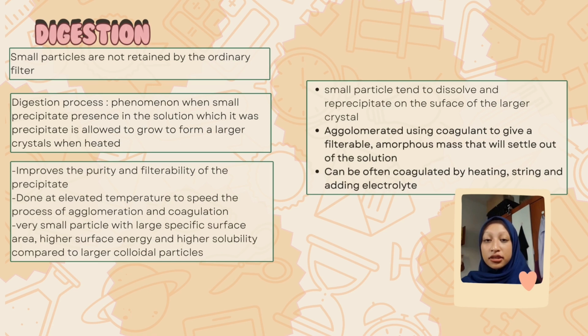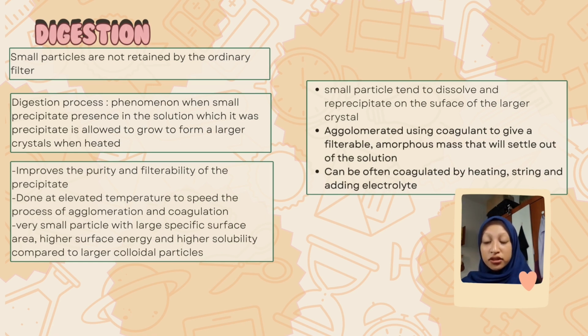Third step is digestion, where small particles are not retained by the ordinary filter. Digestion is the phenomenon when a small precipitate present in the solution is allowed to grow to form larger crystals when heated. This process improves the purity and filterability of the precipitate. This can be done at elevated temperature to speed the process of agglomeration and coagulation.